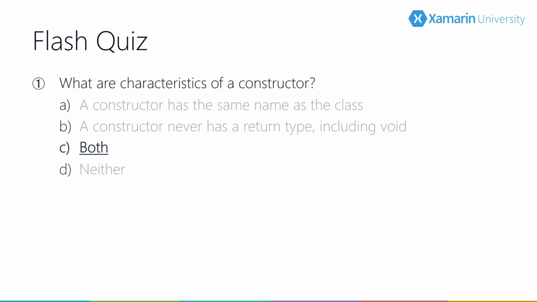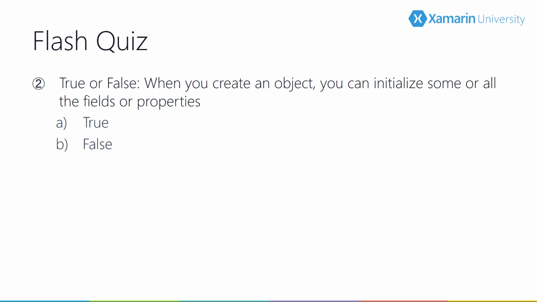That is also true. Number 2, true or false. When you create an object, you can initialize some or all of the fields or properties. Is that true or false? And the answer here is that is true. Yes, we can. We can use the constructor to initialize some or all of the members of that class.